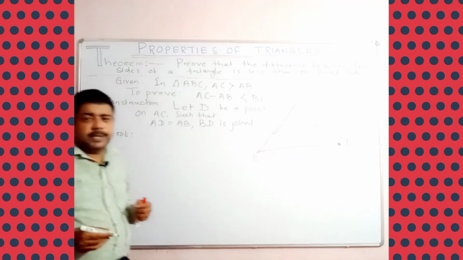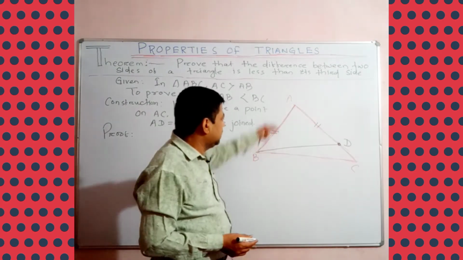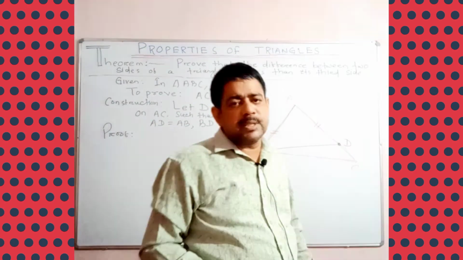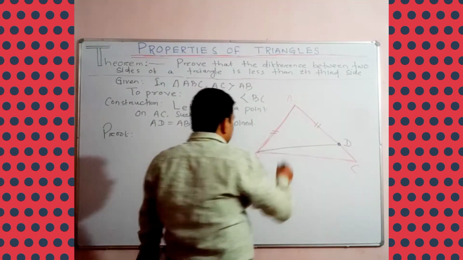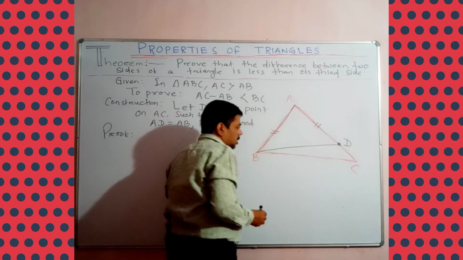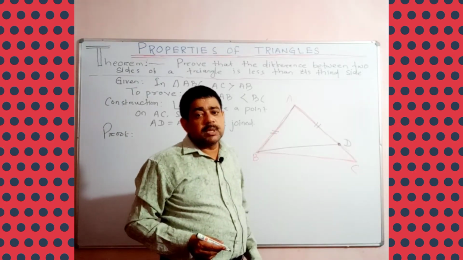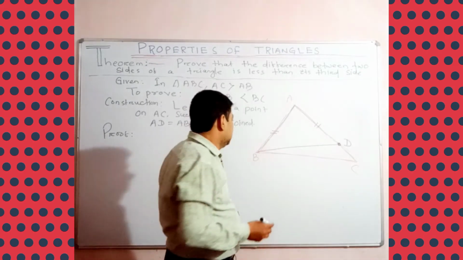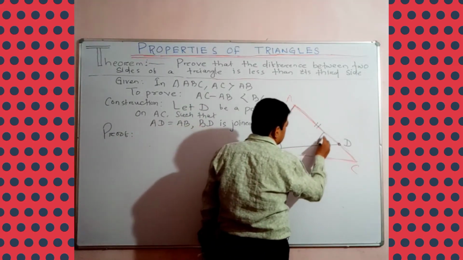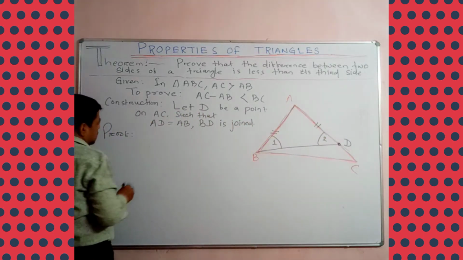So here, how to prove? Here you see in the triangle ABD, according to the construction, AB is equal to AD. So ABD is what kind of triangle? Isosceles triangle. Two sides are equal. We know if two sides are equal, then the angles opposite to equal sides are equal. Yes or no? So you can write angle 1 must be equal to angle 2.